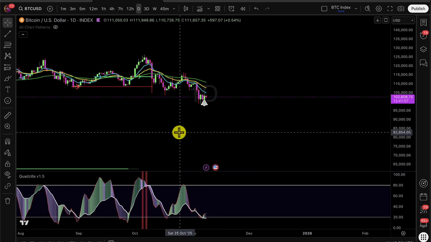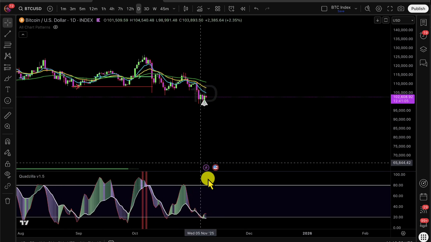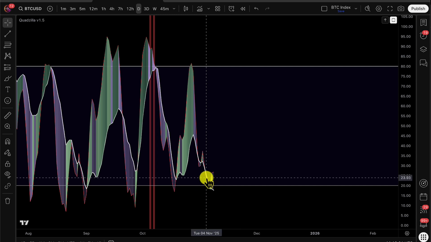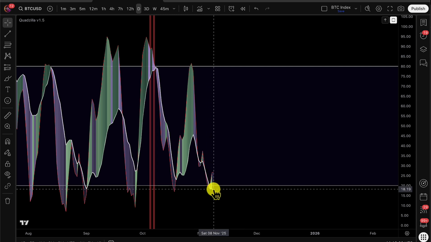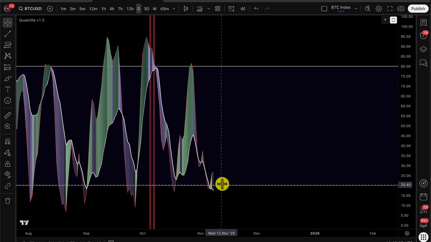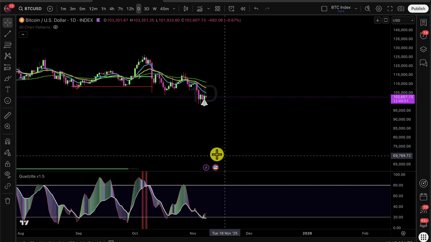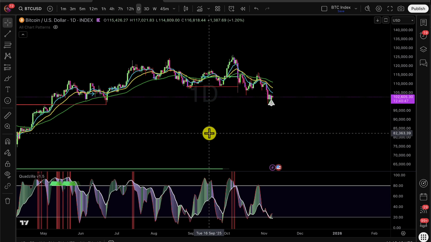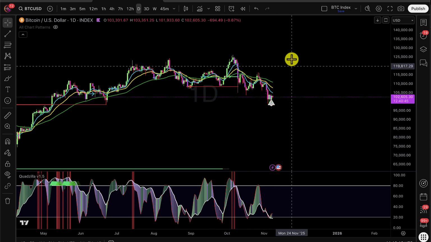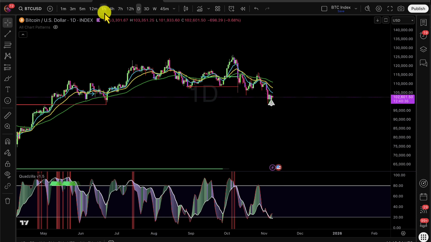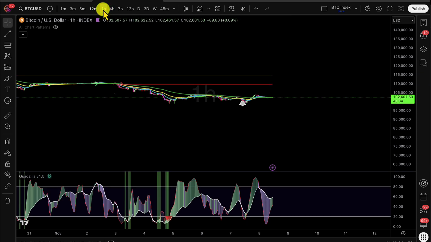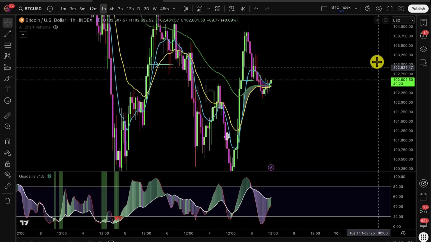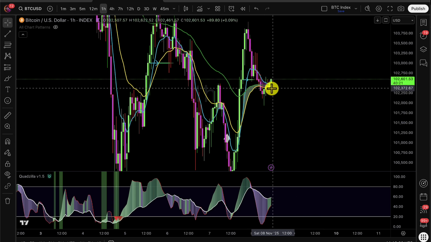Now if we zoom out to the daily time frame, you can see here that this convergence band did actually go below the 20% mark here, and it does look like it could be trying to turn around. So I think there's a reasonable chance we could see a bit more upside, but for now I'm going to be keeping my eye on the 1-hour time frame, and I am looking for this cross here.